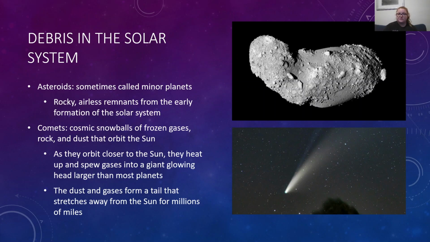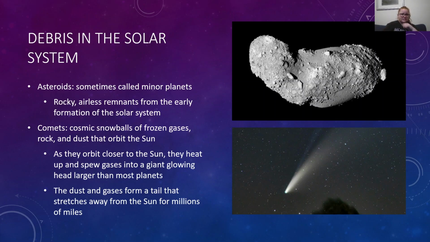Okay, so let's go ahead and move on to debris in the solar system. So we have a few different types. First, I want to talk about asteroids. So this is an asteroid, okay? So think of it as like a minor planet. That's what it's sometimes referred to as, and it's rocky. And it doesn't have much air, so it's very dense. It is the remnants of early formation of the solar system. So it's just kind of stuff that was left over from the formation of the solar system.